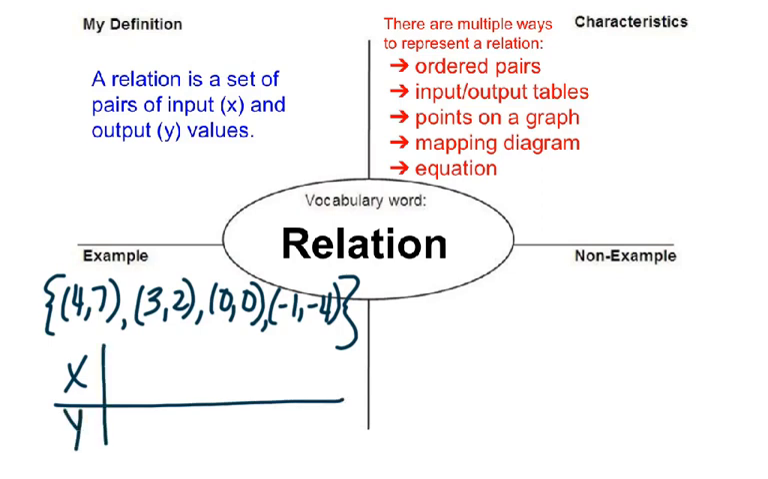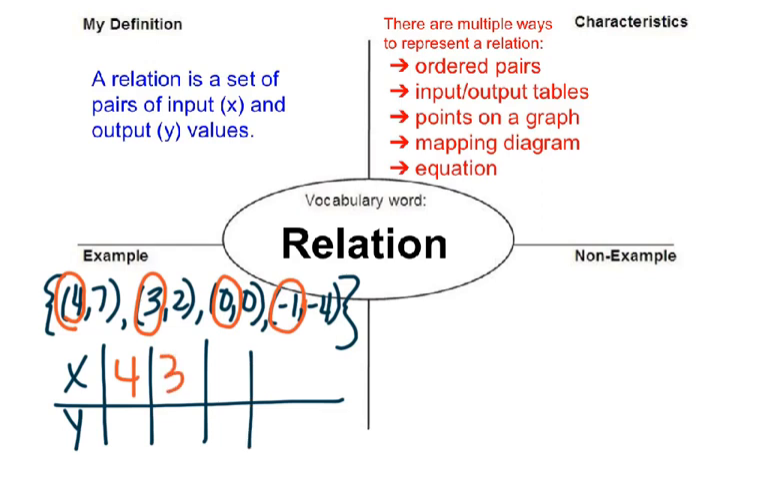Okay, so remember that the x values are the first coordinate in each point, because we always write a point in ABC order. So it would be 4, and then 3, 0, -1, and then the y values are the second value in the ordered pair, and we just have to make sure they're partnered up together. So 4 has to go with 7, 3 has to go with 2, 0 has to go with 0, and -1 has to go with -4. So those are two examples of how you could represent a relation.